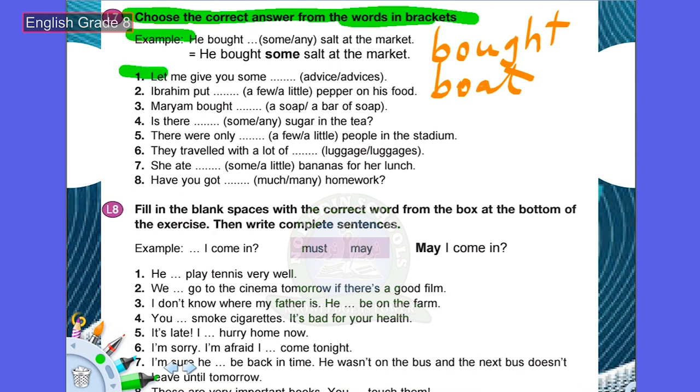We work on the first question. In the example, the correct answer is: He bought some salt at the market. The word some is used for positive sentences, and any is the opposite; it is used for negative sentences. As you see, this statement is not negative, so there is no need to use any here.